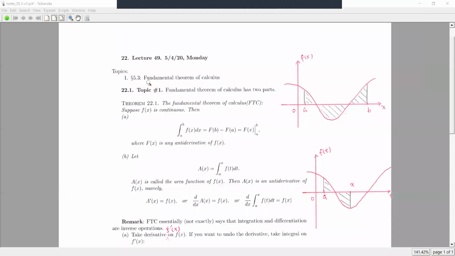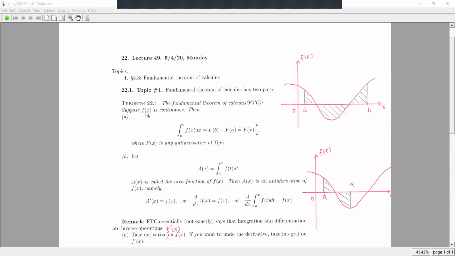Section 5.3, fundamental theorem of calculus. In calculus, there are many theorems, but the most important one is this theorem. This theorem is the most important theorem in calculus, from calculus 1 to calculus 3. This theorem has two parts.